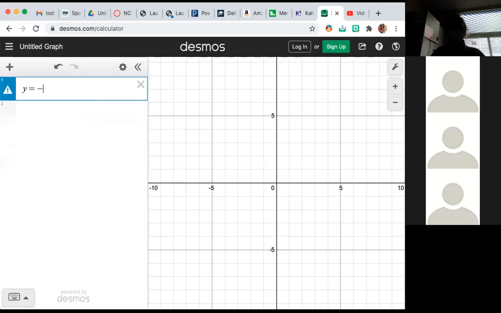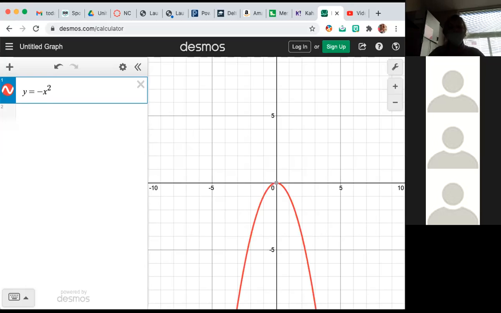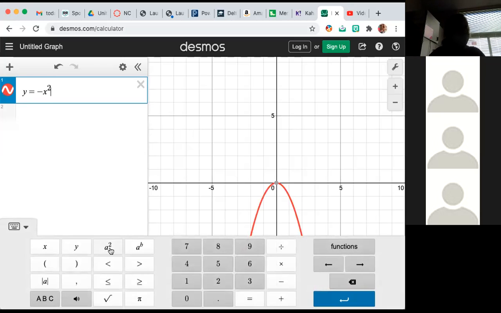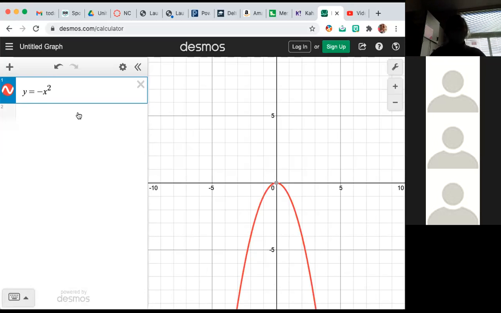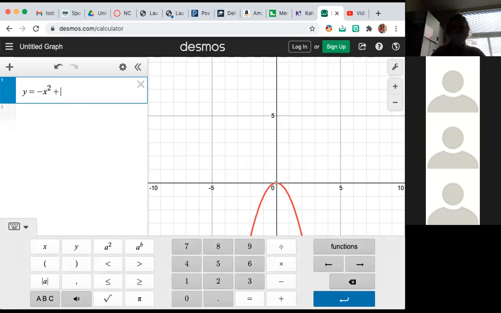So the equation was negative x squared. How do we square something in Desmos? Shift and hit where 6 is on a computer. Good. Maybe. It's not letting me. There we go. You can also go to this keypad down here, right? And then it says squared right there. So you can also click that. That's the second option. But I'm going to type in negative x squared. Then it said plus 2x plus 1.